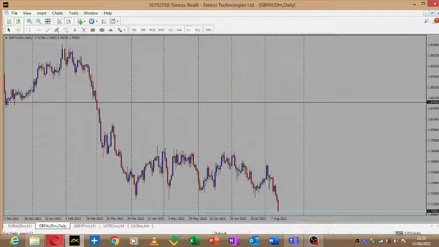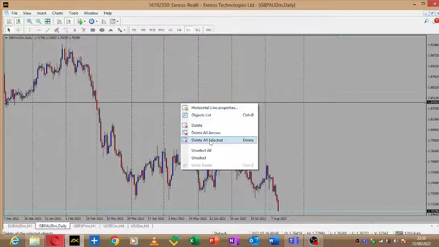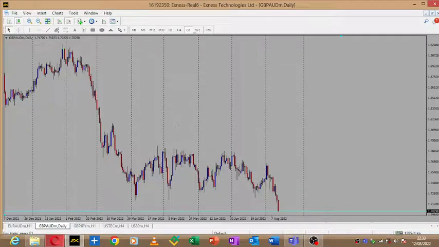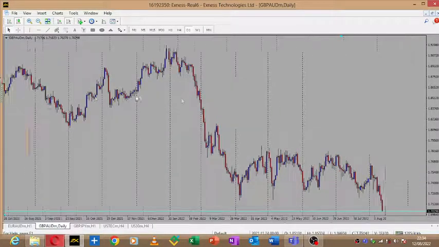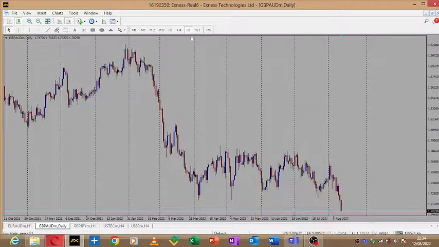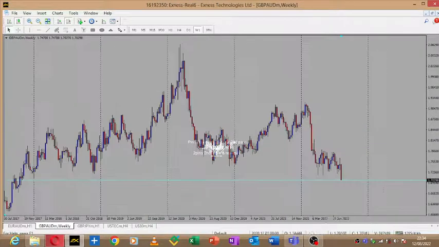GBP AUD. Now look, GBP AUD is the same thing as your AUD USD, which I've just covered, but for context I'm just gonna do it to explain the sell off that we are having right now. The sell off we are having right now.